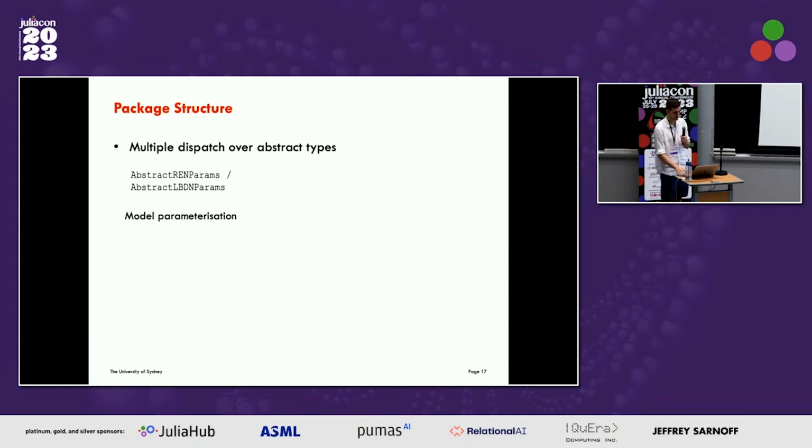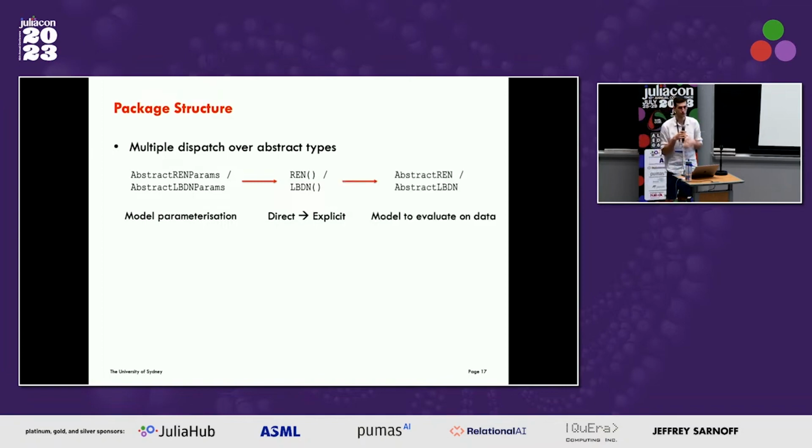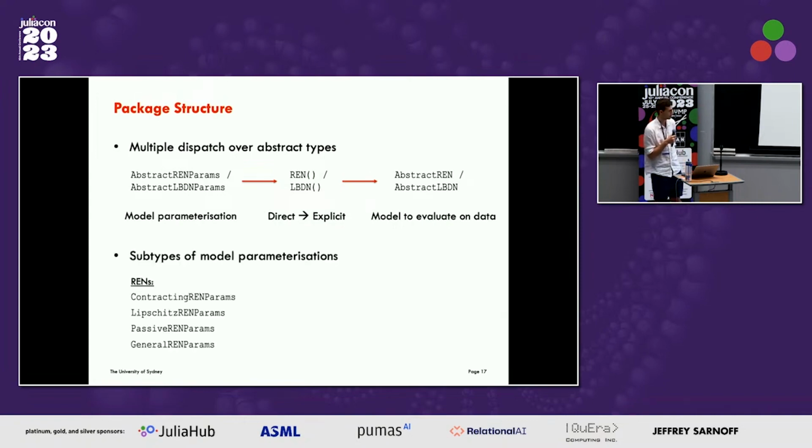So we have our model parameterization. We have some constructors that basically take instances of these parameterizations and convert them to our explicit models, which are all subtypes of our abstract REN or abstract LBDN. So some of the model parameterizations we support, we've got our contracting RENs, our Lipschitz RENs, like I mentioned before, and then a few others as well.